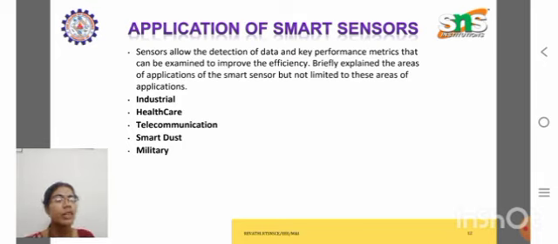Some of the applications of smart sensors. Sensors allow the detection of data and key performance metrics that can be examined to improve efficiency. Briefly, the areas of application of smart sensors, though not limited to these areas, are industrial, healthcare, telecommunication, smart dust, and military.